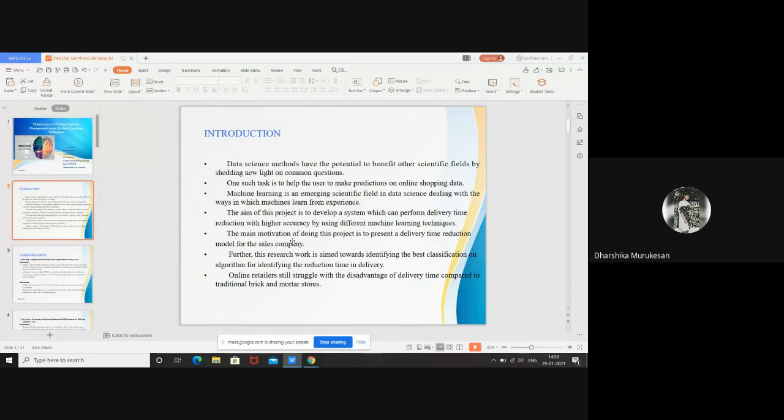The main motive of our paper is to present a delivery time reduction model for the company and to develop a prediction model for anticipatory shipping. It also helps to predict online shopping data. We use machine learning techniques, an emerging scientific field in data science. So we develop our system with high accuracy using different machine learning techniques. Our development is mainly based on three algorithms: k-means clustering, support vector machine, and KNN. K-means clustering is mainly used to identify clusters, SVM is for classification, and KNN is for accuracy.